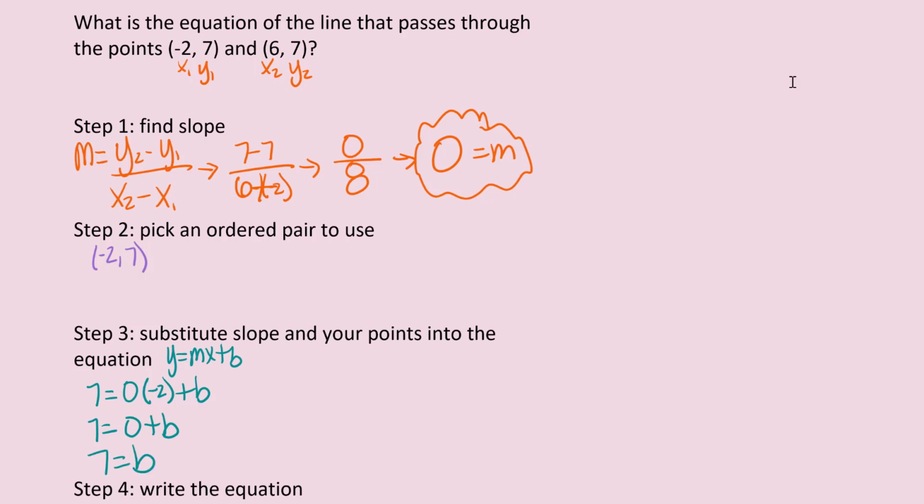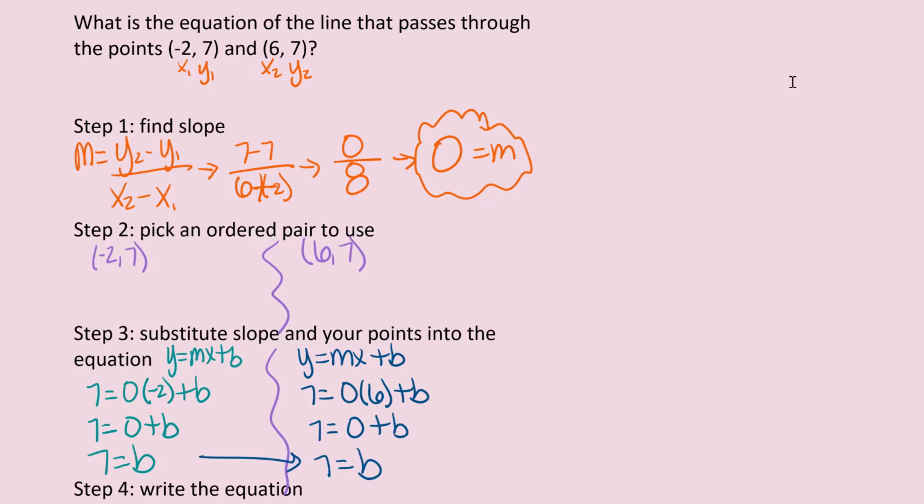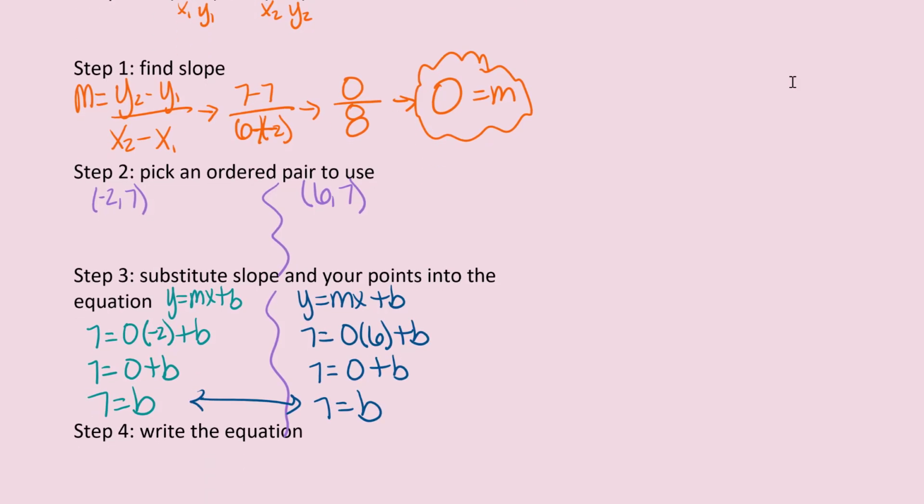Let's really quickly, before we scroll down, use the other point. So (6, 7). This time we have 7 equals 0 times 6 plus b. Well, again, anything times 0 is just 0. So we have the same y-intercept already. So let's write our equation. Y equals our slope of 0 times x, plus 7. You can absolutely leave it like this, but it's not really necessary. Anything times 0 is just 0. So you can really say that y equals 7 and leave that as your final answer.